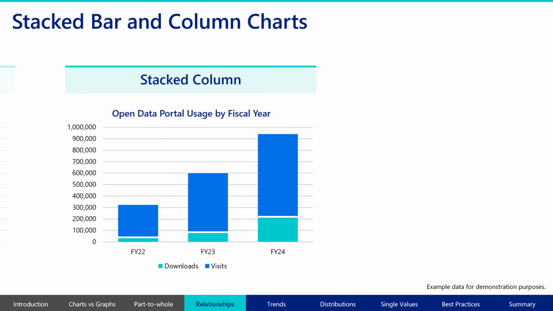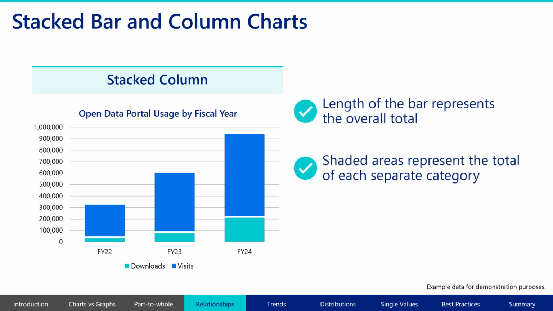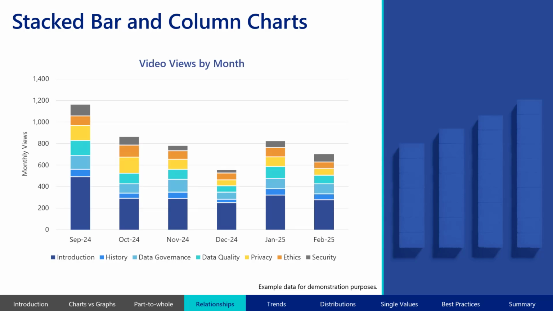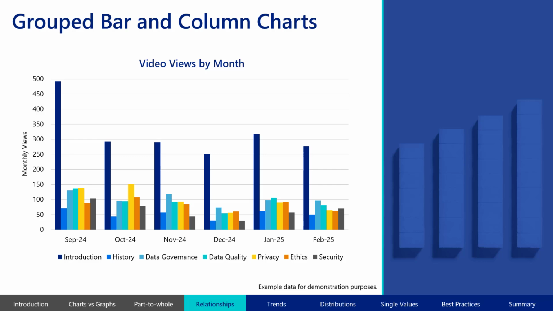In a regular stacked bar or column chart, the entire length of the bar represents the total number, and the different shaded areas within each bar represent the totals of the separate components of the category. If there are too many components or groups within the category, stacked charts may become too cluttered and hard to read. In these cases, consider using a grouped bar or column chart.